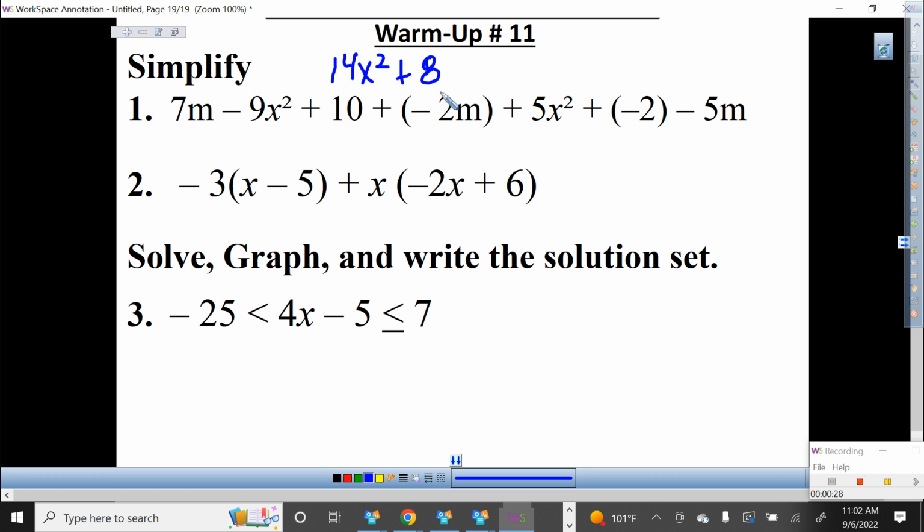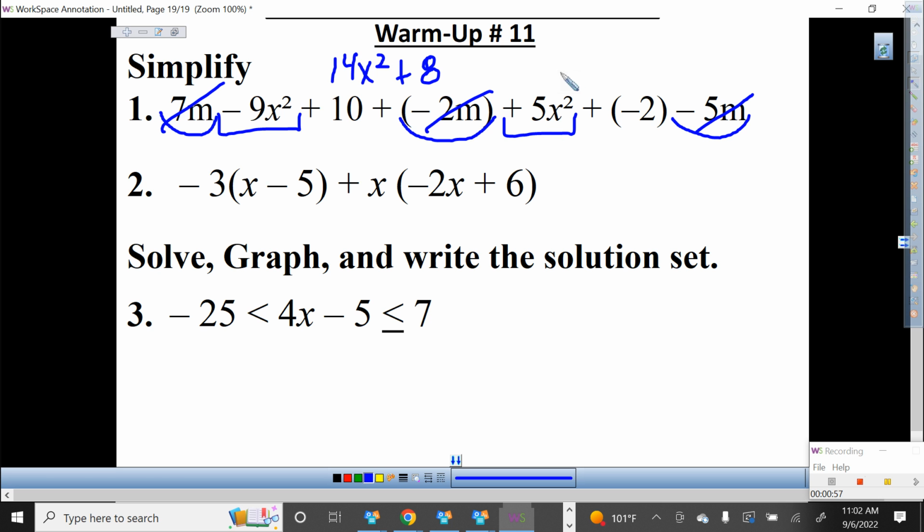Okay, close. Let me go over this just to make sure. We got 7m, then we got minus 2m, and then minus 5m. So let's combine like terms first. Negative 5 and negative 2, that's negative 7. Plus 7, that is 0. So these cancel, okay?